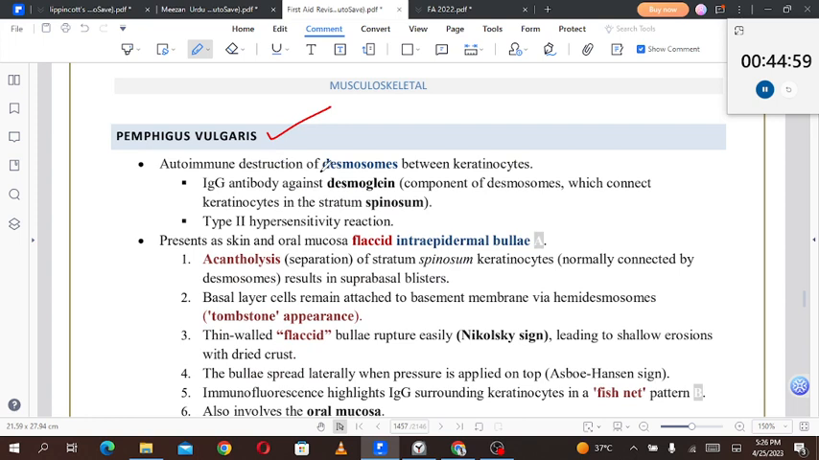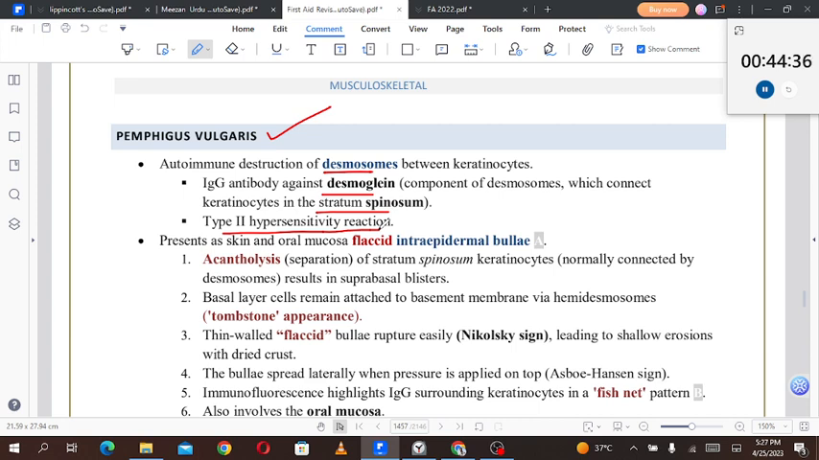Pemphigus vulgaris: autoimmune destruction of the desmosomes between the keratinocytes. IgG antibodies against desmoglein, a component of the desmosomes which connect the keratinocytes in the stratum spinosum. It is a type 2 hypersensitivity reaction because antibodies are circulating freely and they target the antigens which are residing comfortably in their places. They are not moving. Antigens will not be moving in the type 2 hypersensitivity reaction.